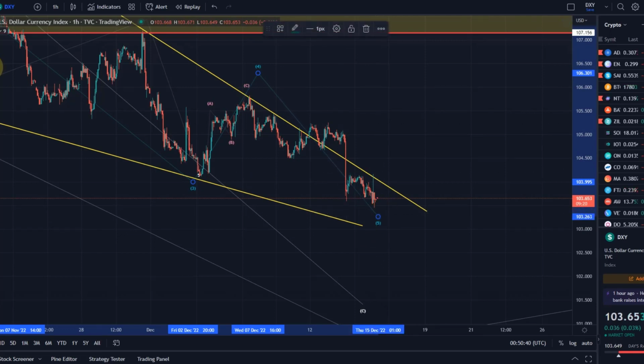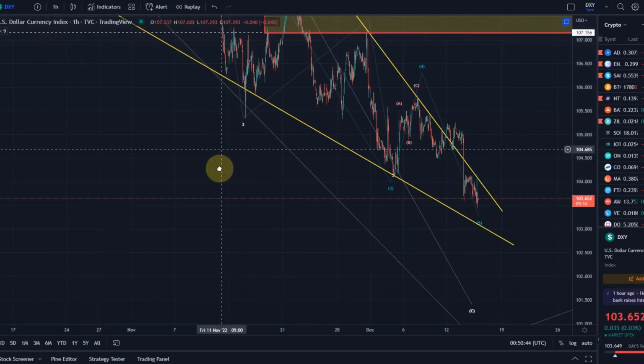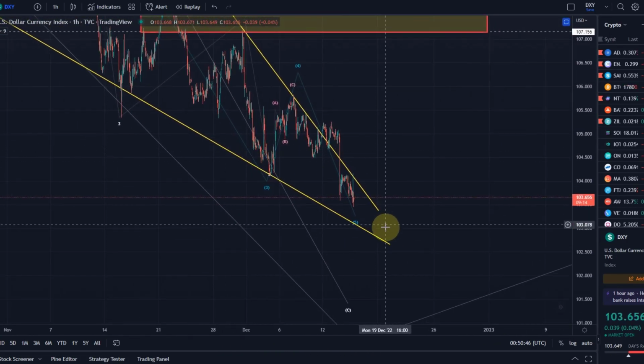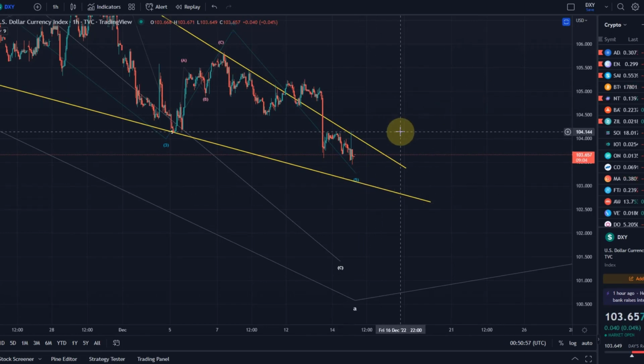So I'm going to actually add, I'm going to draw this descending wedge further, and I wouldn't be surprised to get down to that level here, pretty much exactly at $103. Going down slightly below it wouldn't be the first time that we saw that, basically a fake out and then a recovery.